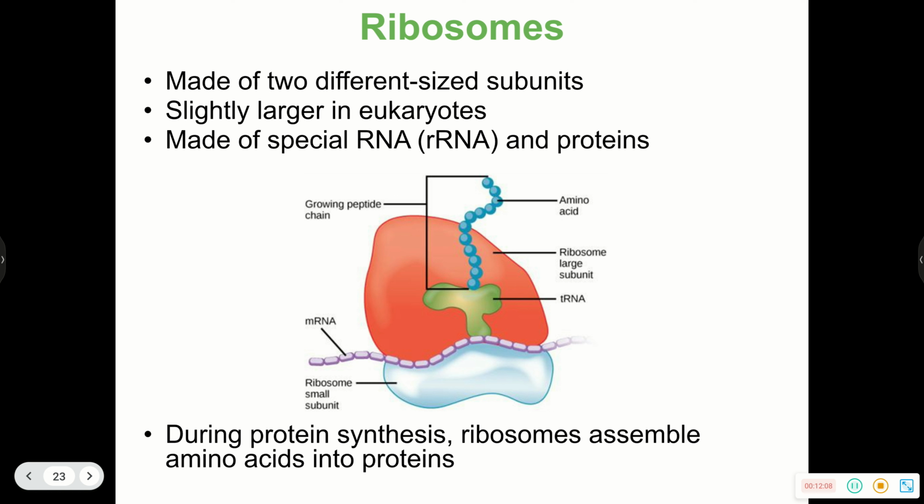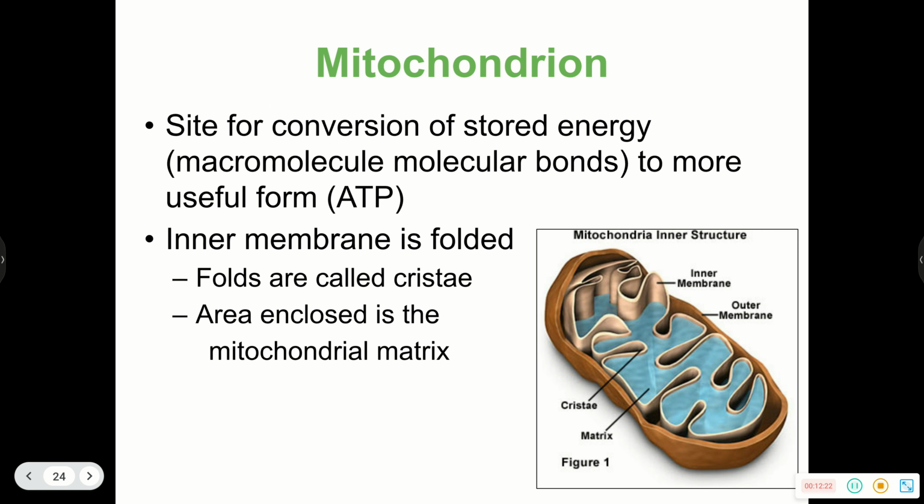During protein synthesis, obviously you already know this, the ribosomes assemble the amino acids into proteins, and it's in the third stage, or the tertiary stage, where the proteins actually become viable for use. The mitochondria, what is it? Powerhouse of the cell. It's what everybody's been taught since like second grade. The mitochondria is the powerhouse for the cell. It's where the conversion of stored energy takes place, and it's where ATP can be and will be created.